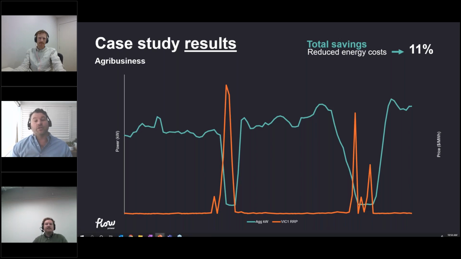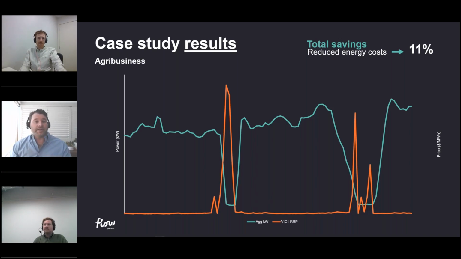What they're doing then is using our market forecasting tools to plan their operations. So if their dams are full and they don't necessarily need to top them up on a very hot day, then Flow Power can notify them of an event. And so what we see here on the charts in front of us is that the blue chart on the top is their electrical consumption or their demand.